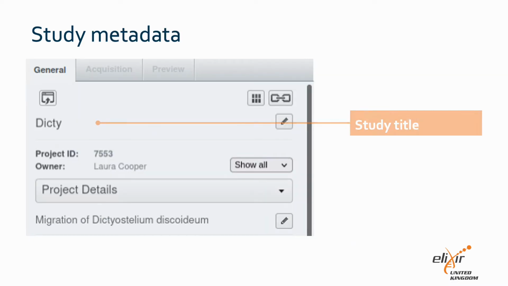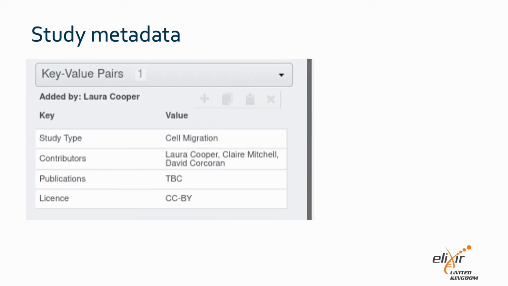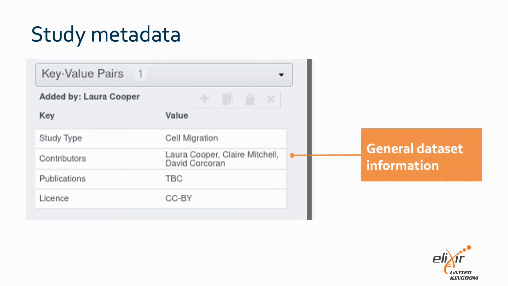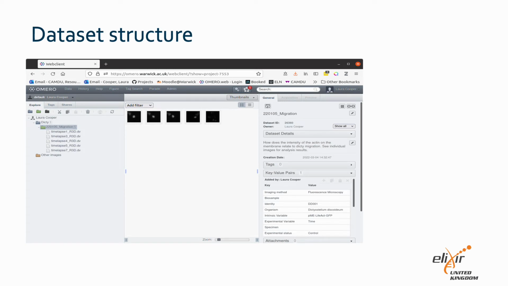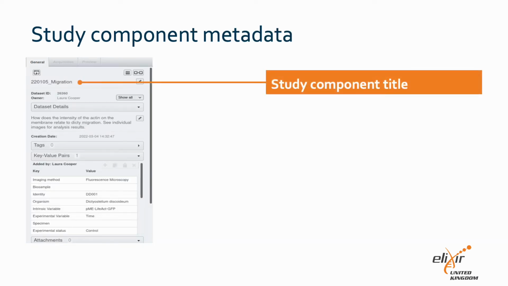For the study metadata, I have added the study description to the project details and added the general dataset information to the project key value pairs. Next, we will look at the dataset containing the images. So I have the study component title. Note that I've started it with a date in ISO format. This is because I want to order my datasets in chronological order.